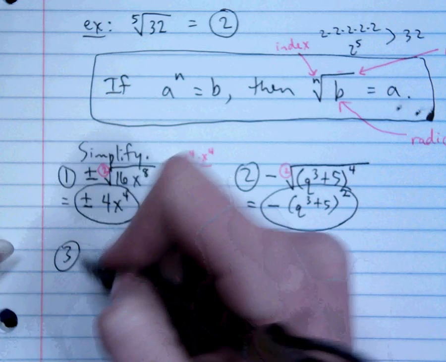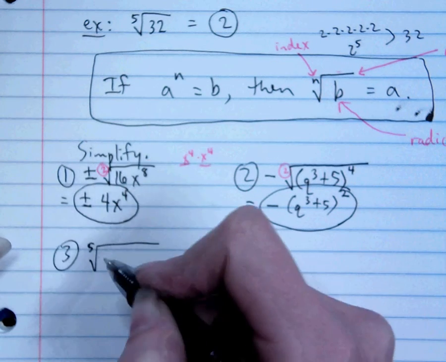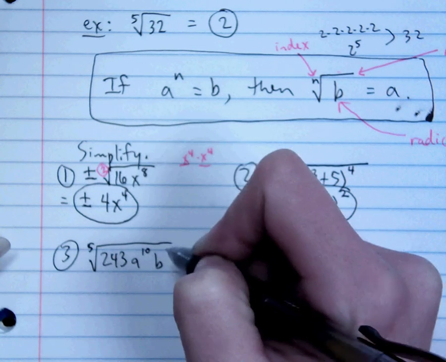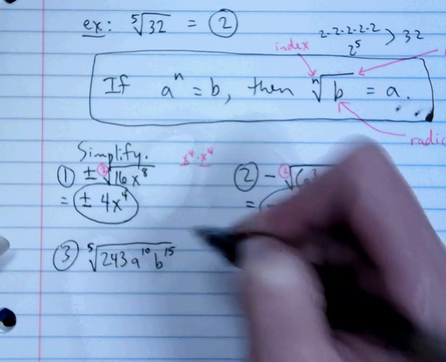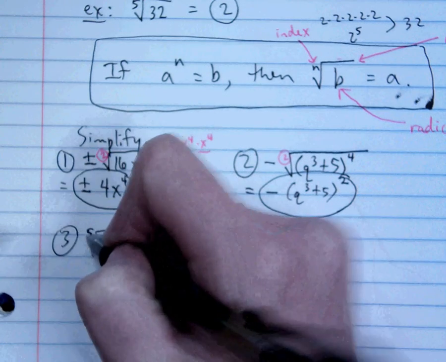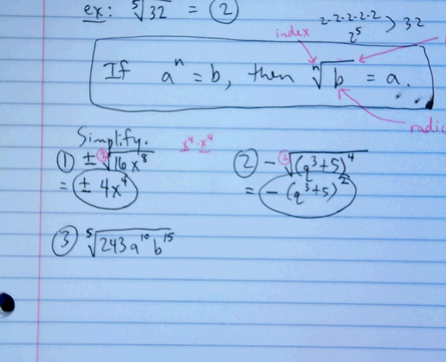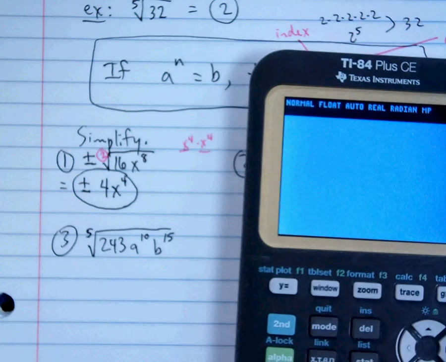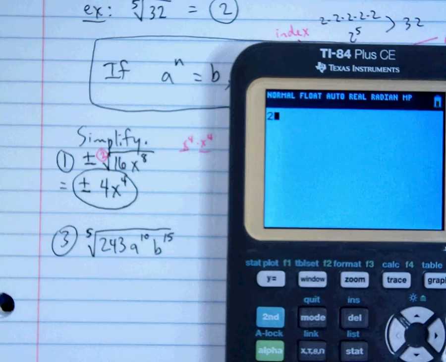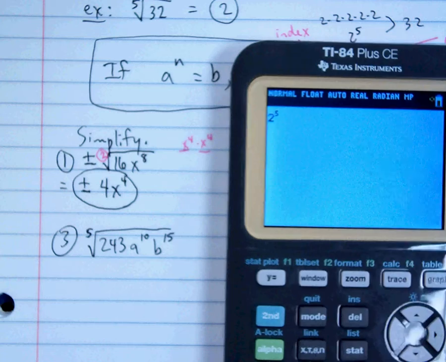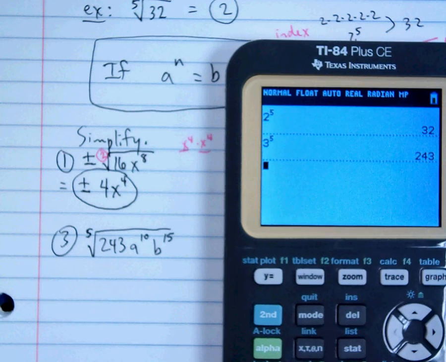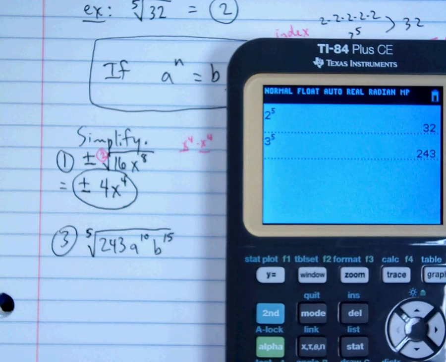If we've got the fifth root of 243, a to the 10th, b to the 15th. Okay, so now we've got something different. We've got a fifth root. Fifth root seems kind of weird. But I just have to think about what times itself 5 times will get me that. And if you really have no idea, grab a calculator and start trying stuff. So 1 times 1 times 1, 5 times, that's not going to be helpful. So I can do 2 to the 5th and see what I get there. 32. I can do 3 to the 5th. And all of a sudden, really quickly, I'm like, okay, 243, so it's 3. The fifth root of 243 is 3.